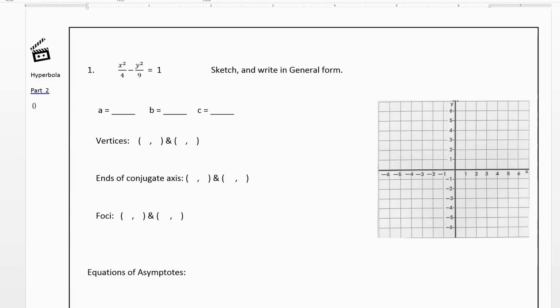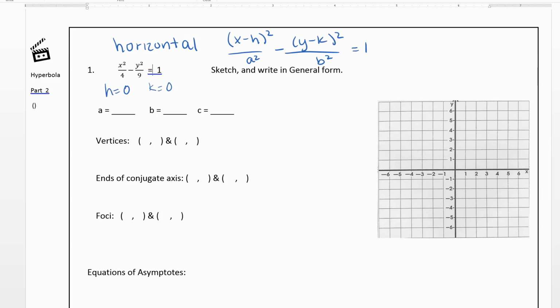Okay, so here we're going to start looking at a hyperbola. So here we have x squared over 4 minus y squared over 9 equals 1. Now, since the x comes first, we know this will be a horizontal hyperbola. So we know it's of the form (x minus h) squared over a squared minus (y minus k) squared over b squared equals 1. So notice we're not subtracting anything from x or y, so that means h and k both equal 0, that this is centered at the origin.